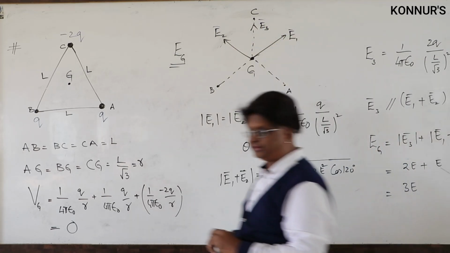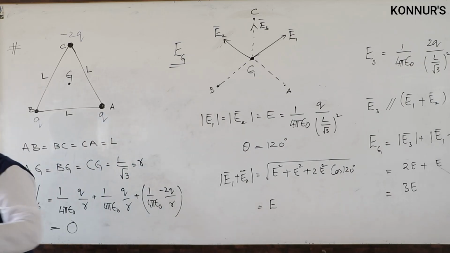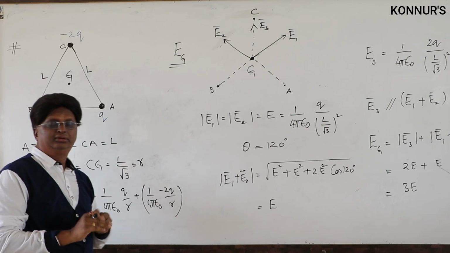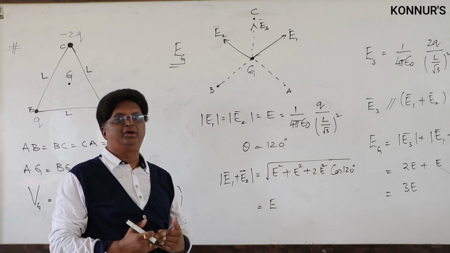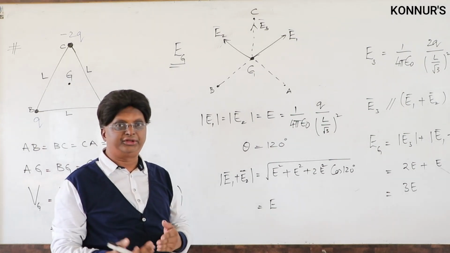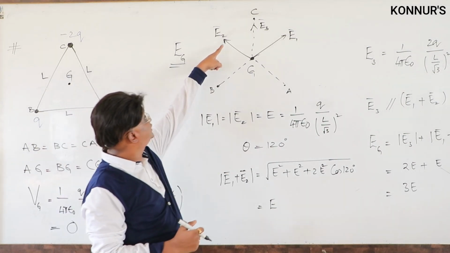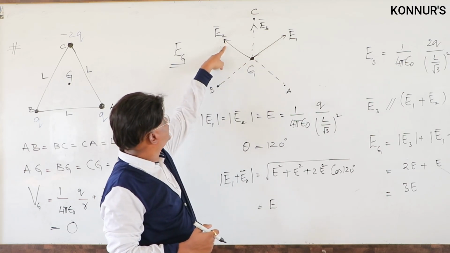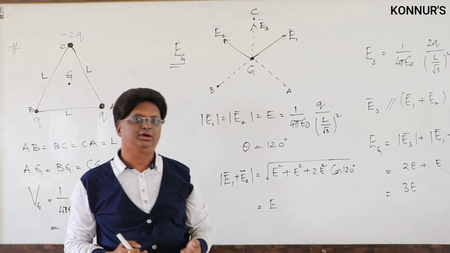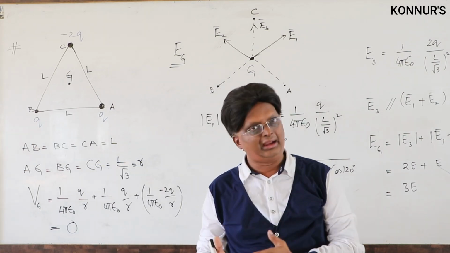You can see that is the intensity due to the charge minus 2Q at C, and of course you should remember the point charge intensity is always away from a positive charge, and towards a negative charge. Therefore these are the arrows, you can find these vectors, and E3 bar is towards C because of the negative charge. Now three vectors are added.